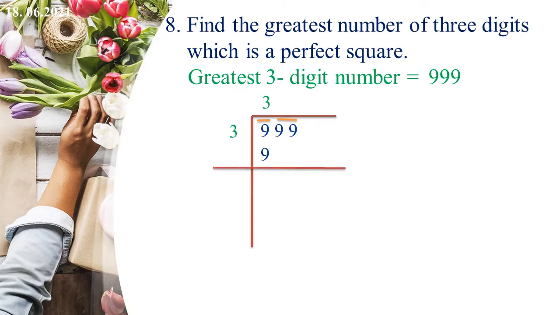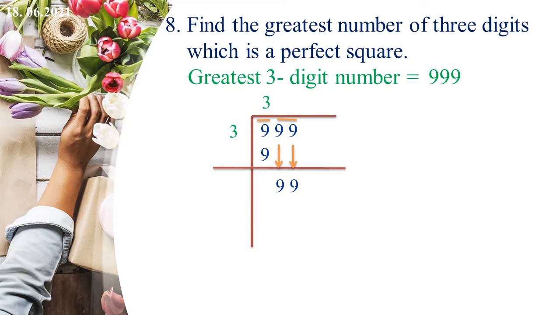Then subtract 9 from 9, we will get 0 as remainder. So, we can leave it. Then bring down the next period 99. Now 99 is the new dividend.